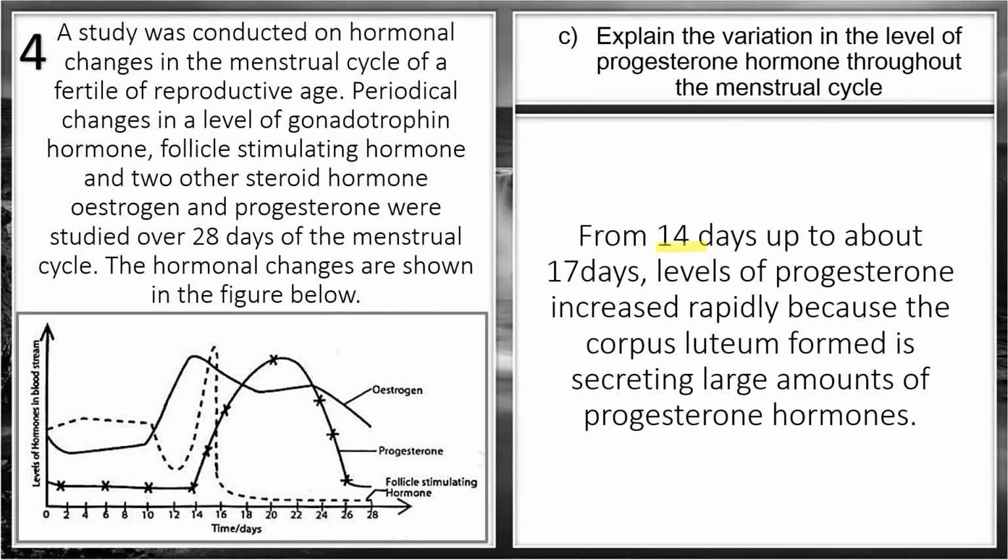But from day 14 up to day 17, the level of progesterone increased rapidly. This is because the corpus luteum formed is secreting a large amount of progesterone hormone. So from 14 here, we are seeing the level of progesterone increasing. This is because there is a high production of it from the corpus luteum, which is now well developed.